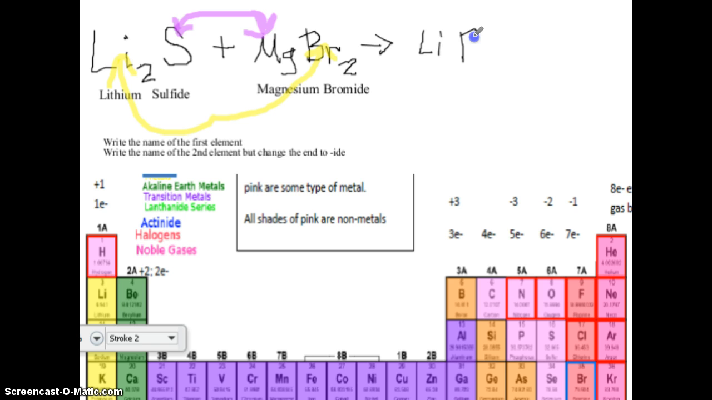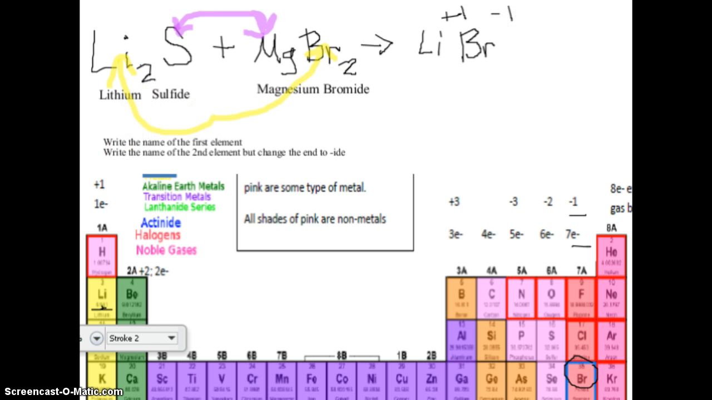But here's where it gets a little bit tricky. We don't move these 2's. We just move the element, and then I look and I say lithium's in group 1. So what is the charge of lithium? The charge of lithium is +1. And what's the charge of bromine? Oh, bromine's over here in group 7. So it wants to gain 1 electron. So its charge is -1.